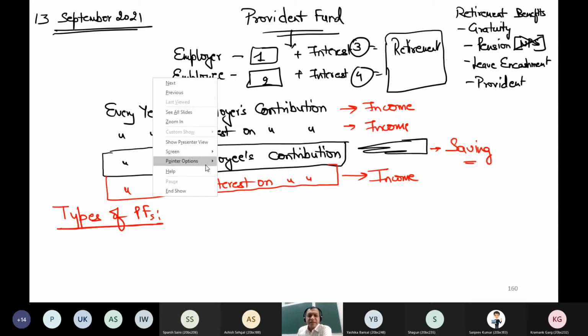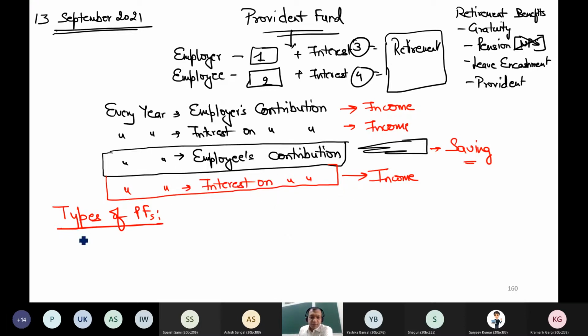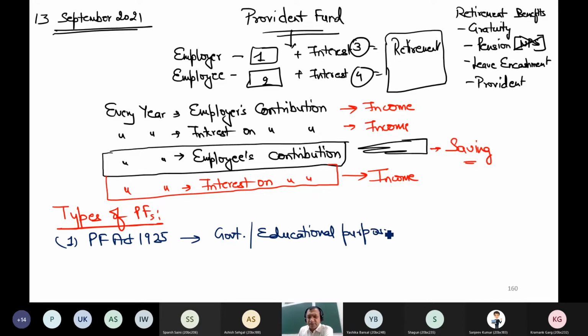We have an Act, the Provident Fund Act 1925. It is for some government employees or organizations, institutions which are for educational purposes, etc. In this act, it is written which sector it covers. So this is one provident fund.